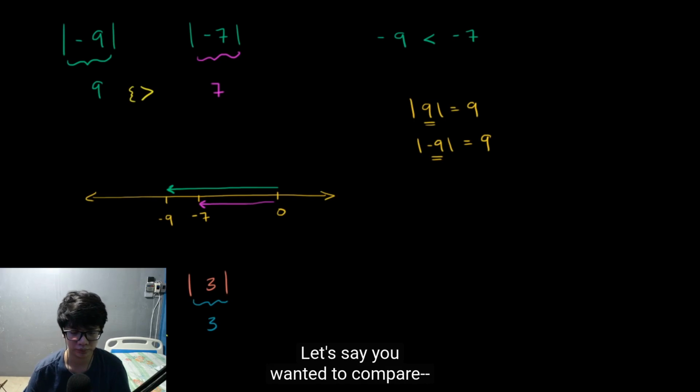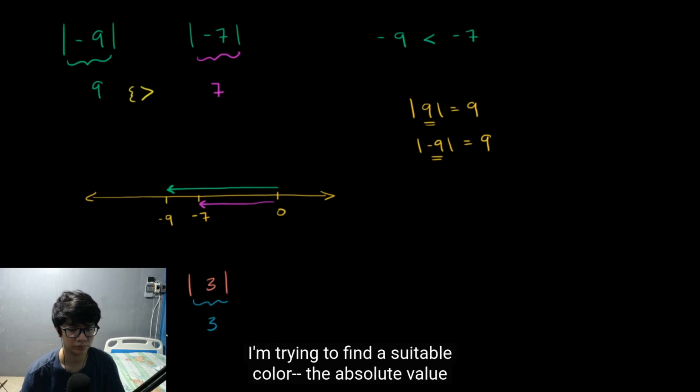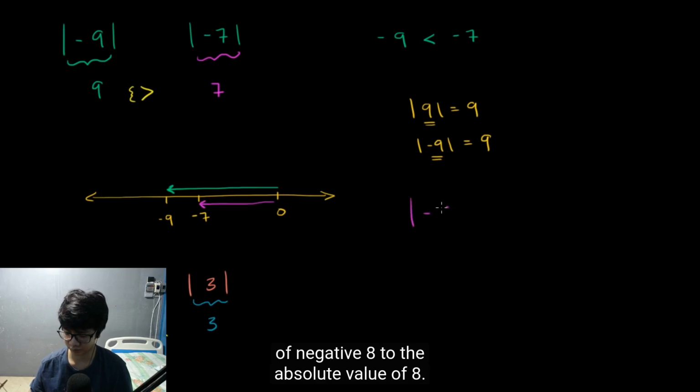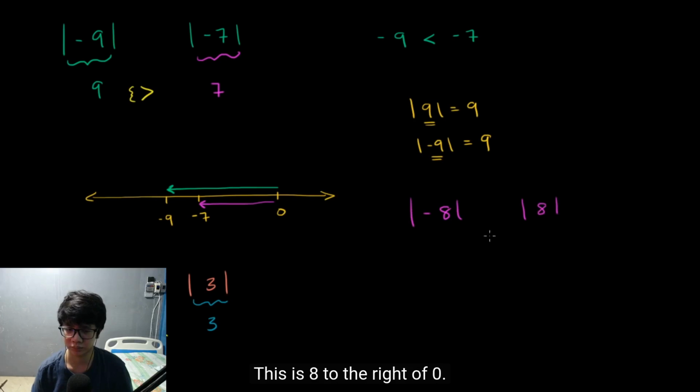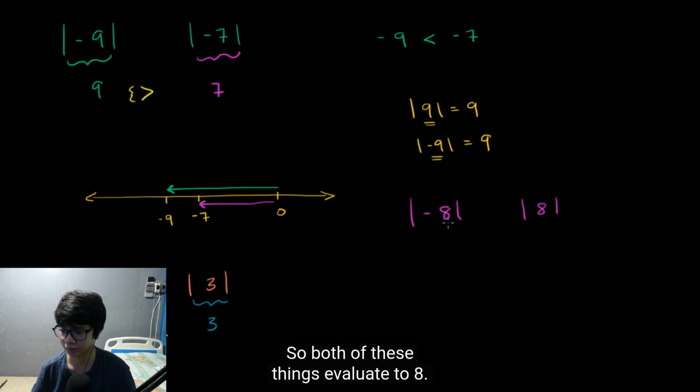Let's say you wanted to compare the absolute value of negative 8 to the absolute value of 8. One way to think about it is that they are both 8 away from 0. This is 8 to the left of 0. This is 8 to the right of 0. So both of these things evaluate to 8.